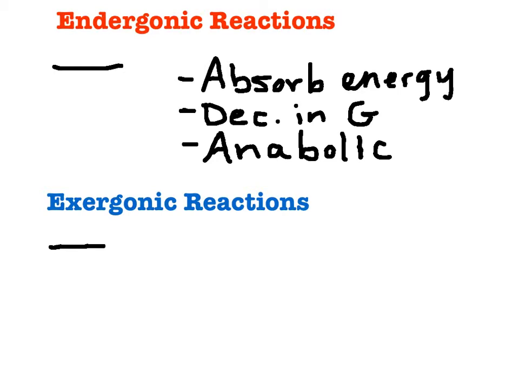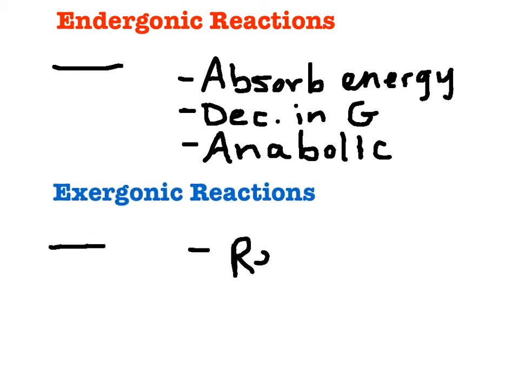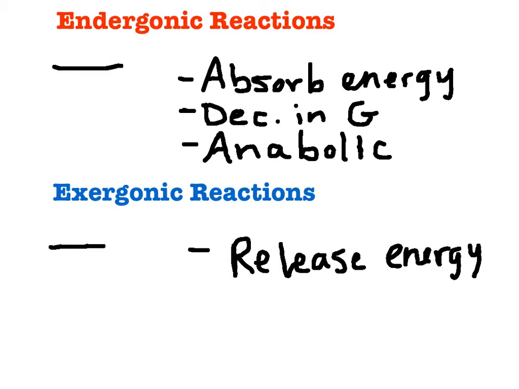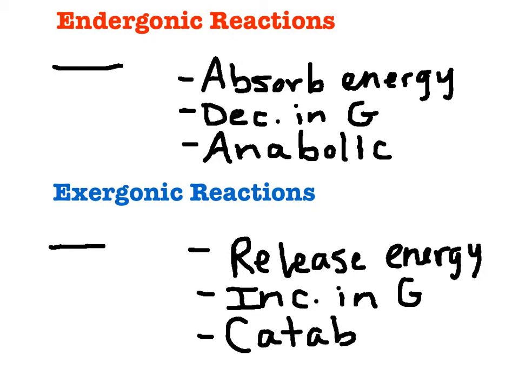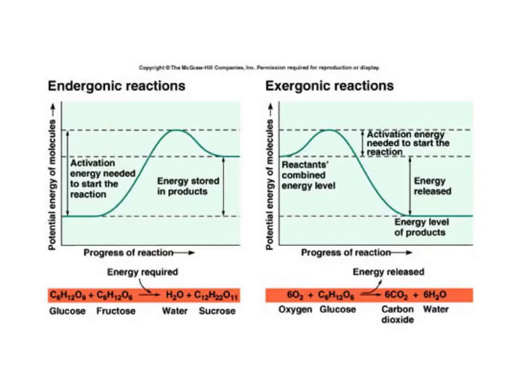Exergonic reactions are just the opposite. They release energy. So if they're releasing energy, we would see in that system or in that cell an increase in Gibbs free energy. And as you guessed it, I'm sure, this is what we see in the catabolic reaction. So when we take large molecules and we break them down, we release that stored potential energy inside the bonds of that molecule. And that energy is used to make ATP, so the amount of free energy available in the cell will increase. And so we call these exergonic reactions.